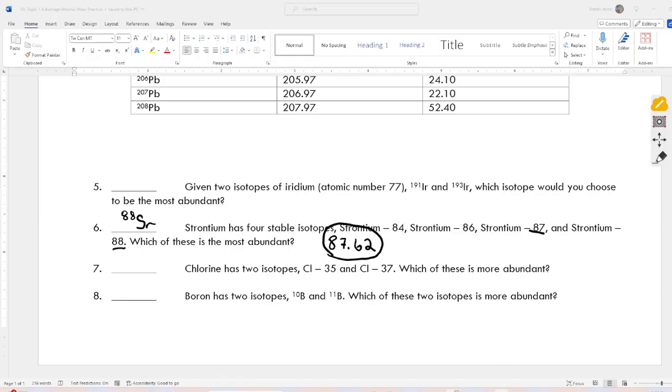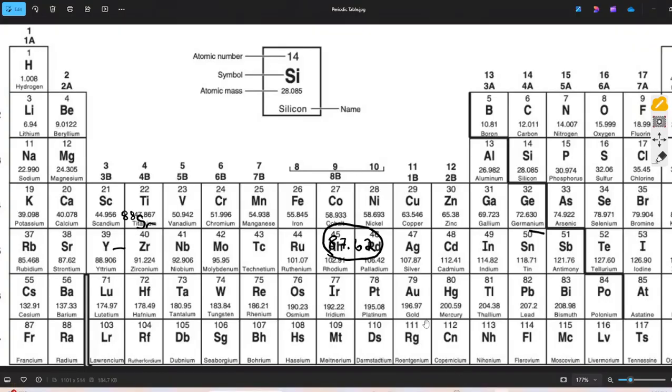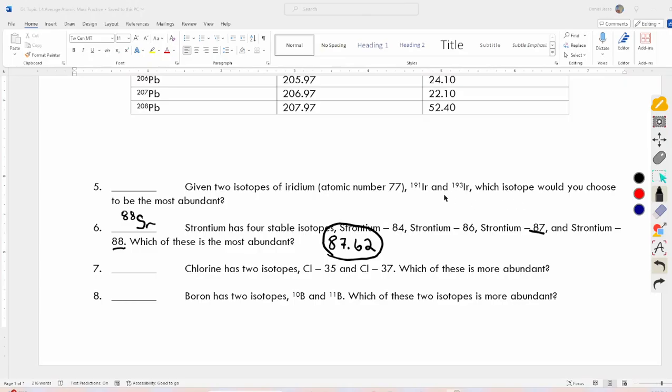Well, let's look back at our periodic table. Let's find iridium, number 77. Here it is. So its average atomic mass is 192.22. So 192.22, is that closer to this number or that number? You take a guess, whichever one it is. You write that one down over here.